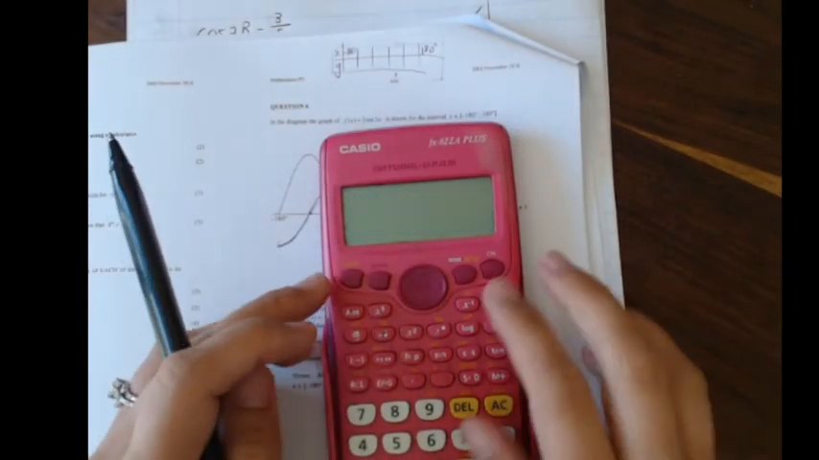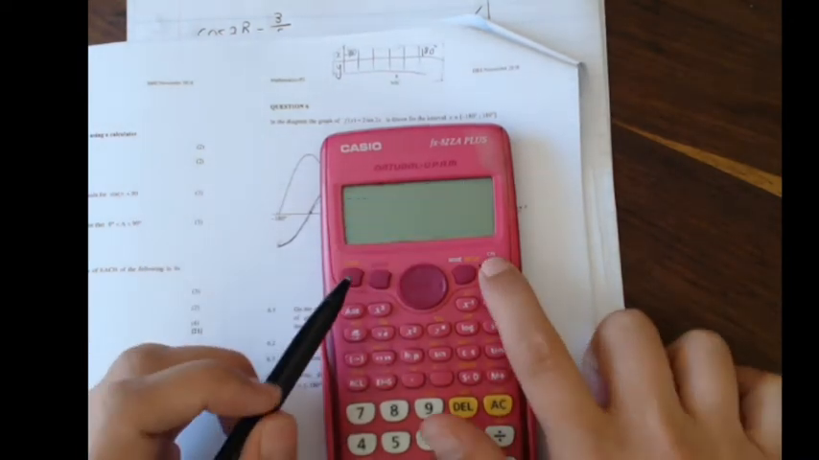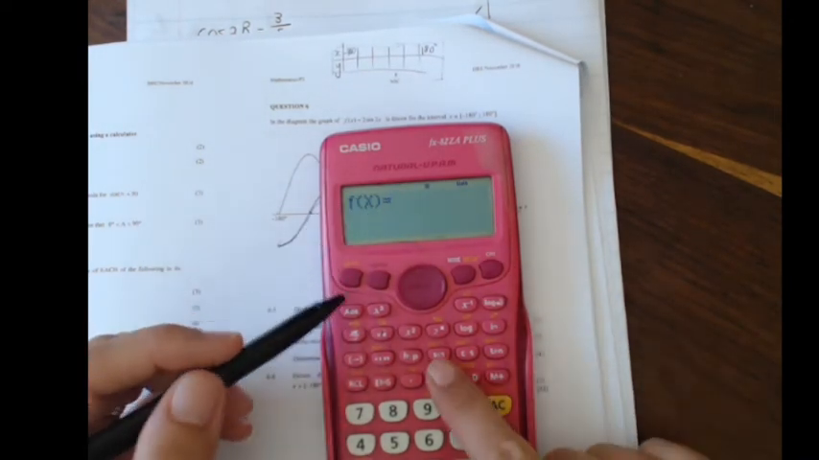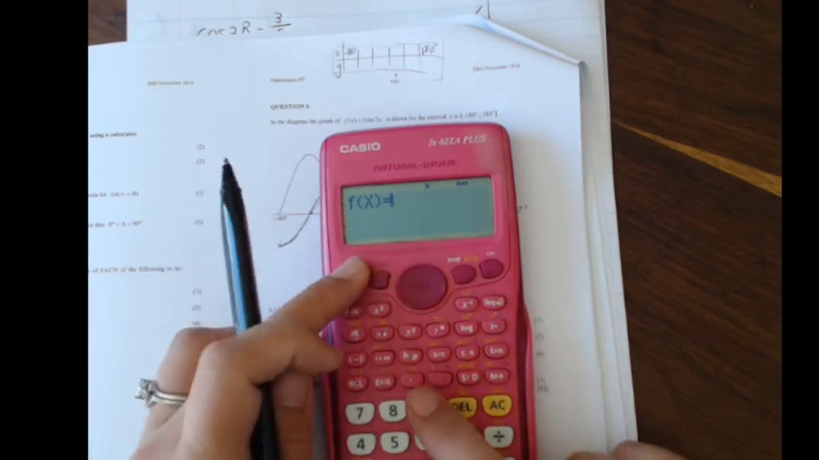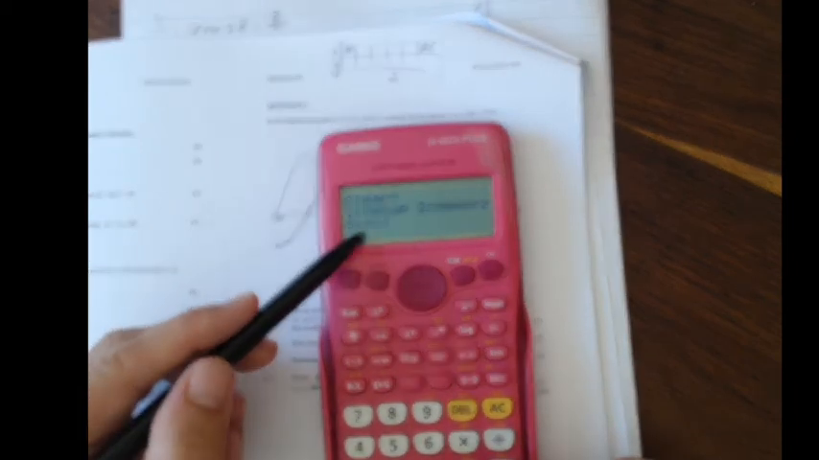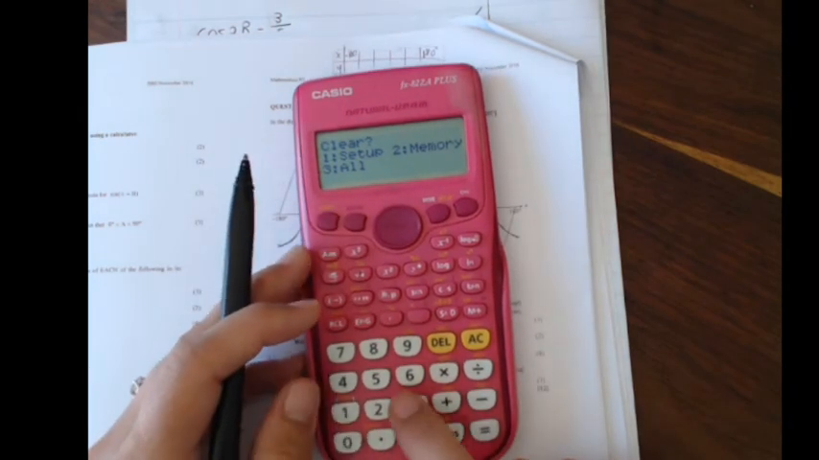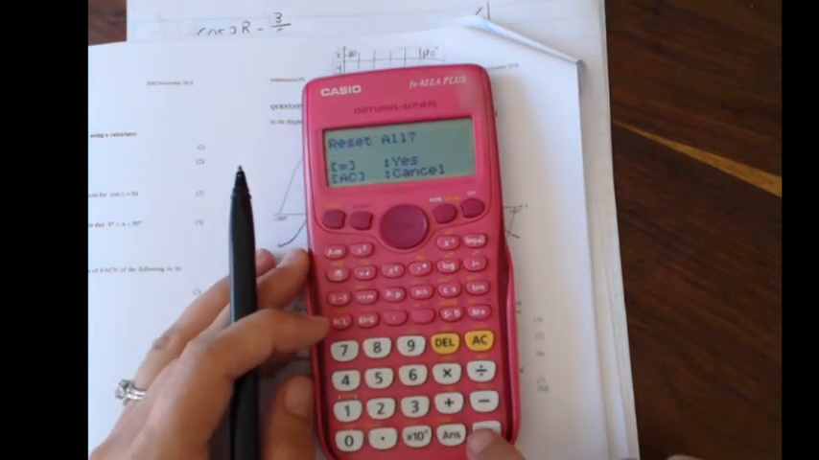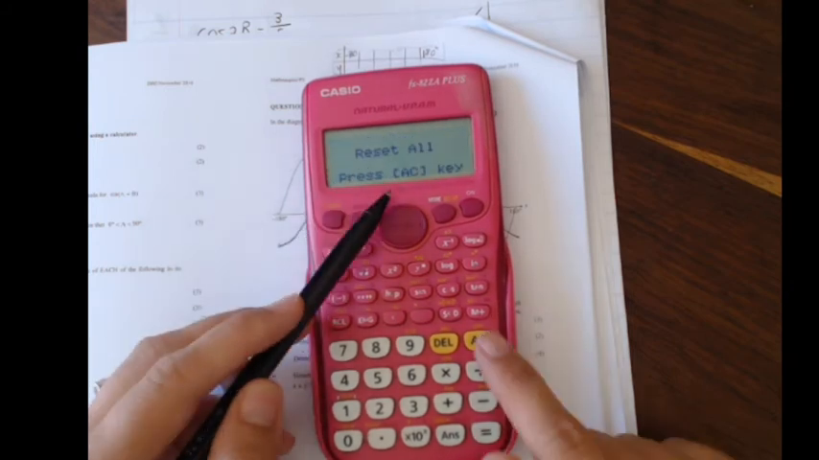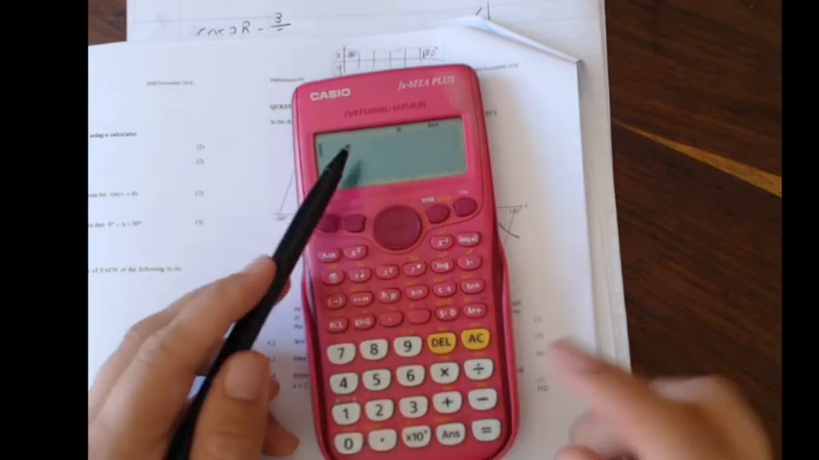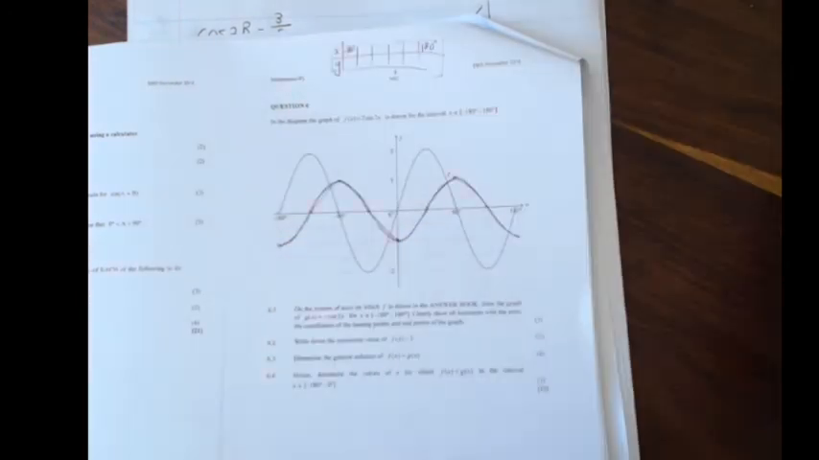Okay, all right, and to clear the screen, because now you see your calculator does something weird. To clear the screen, I'm going to use the clear function: shift clear, and then choose the option all. Whenever your calculator is doing anything weird, that's what you do. Reset all, press equal to say yes, reset all, press the AC key, and there my calculator is fine again. Okay, all right.